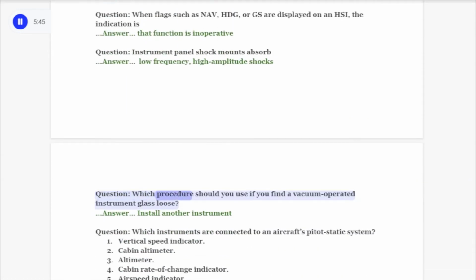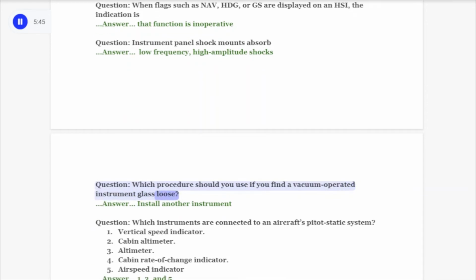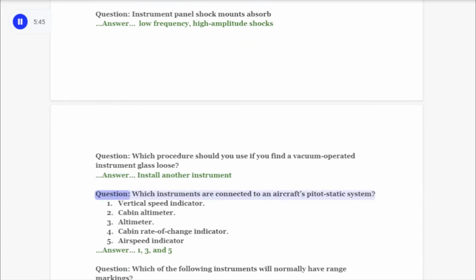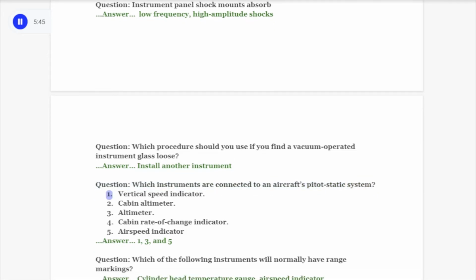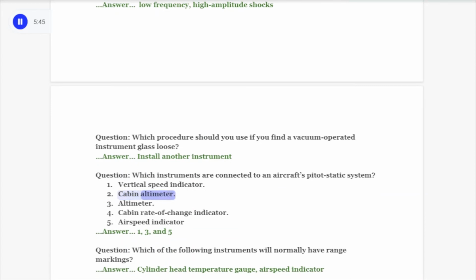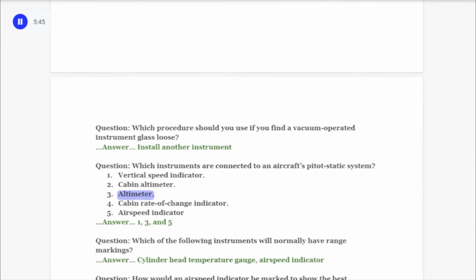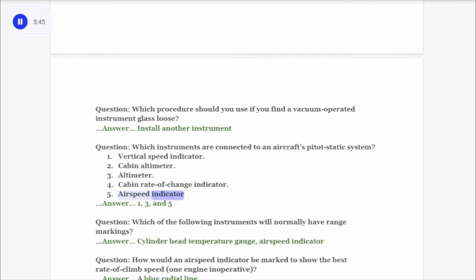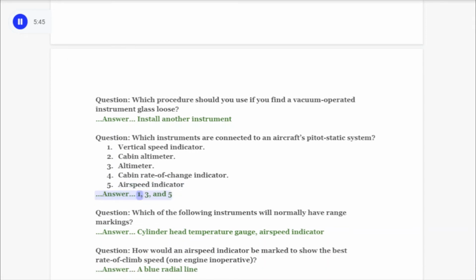Question: which procedure should you use if you find a vacuum-operated instrument glass loose? Answer: install another instrument. Question: which instruments are connected to an aircraft's pitot-static system? 1. Vertical speed indicator. 2. Cabin altimeter. 3. Altimeter. 4. Cabin rate of change indicator. 5. Airspeed indicator. Answer: 1, 3, and 5.